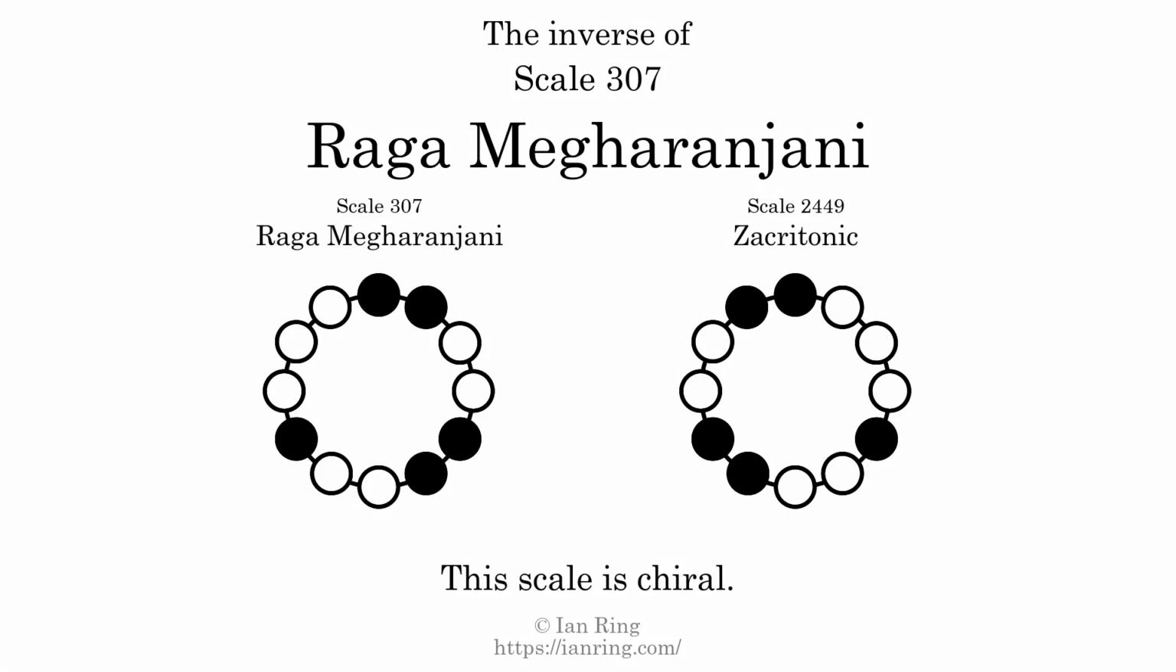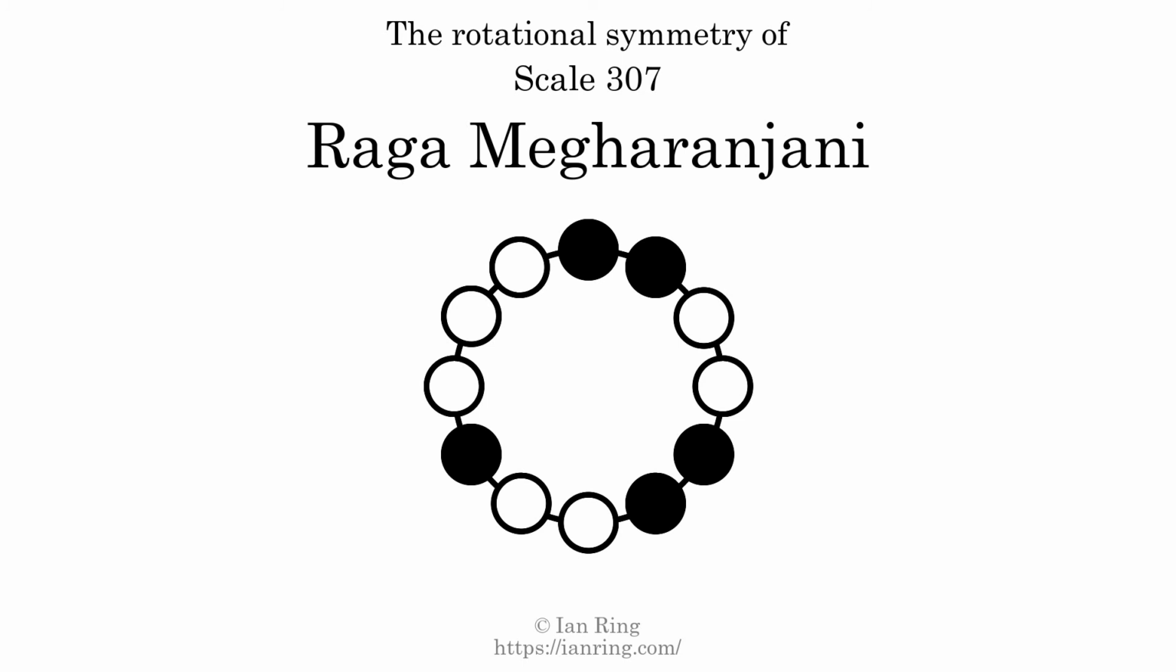The inverse of a scale is a mirror image. It is what you get when the sequence of intervals is reversed. The inverse of this scale is scale 2449, also known as zachrotonic. This scale is chiral. It cannot transform into its inverse by rotational transformation. This scale has no rotational symmetry.